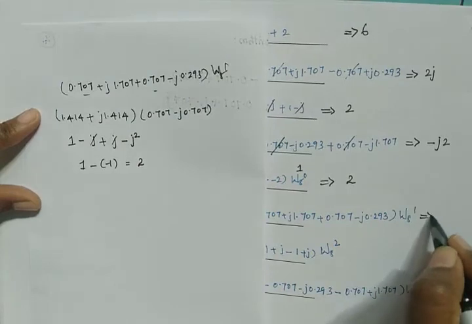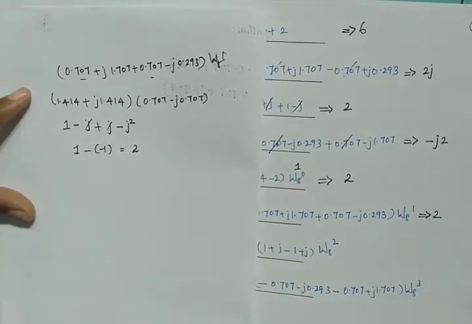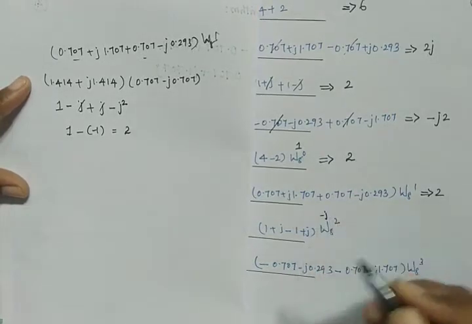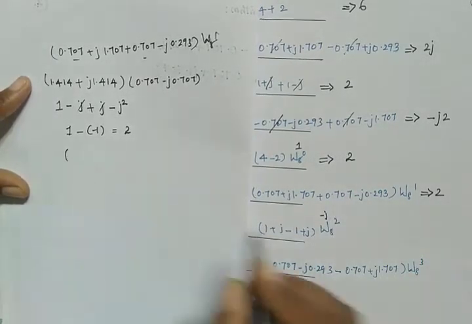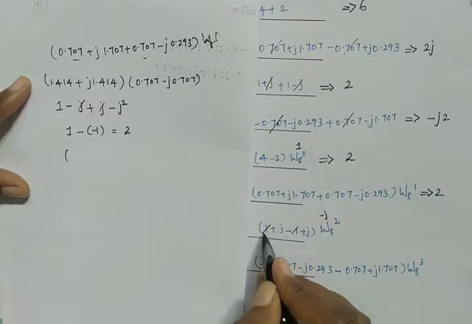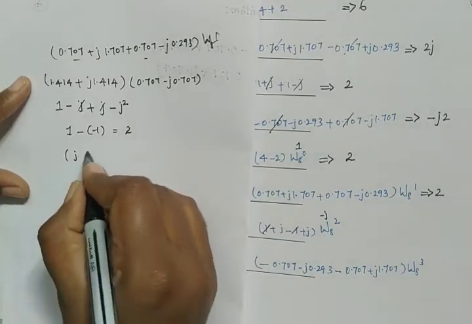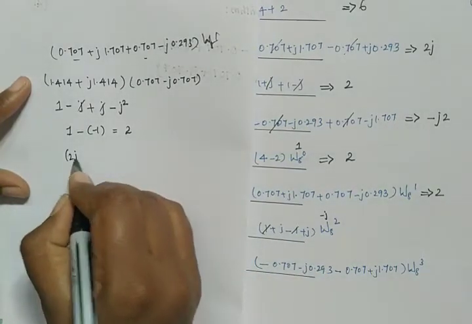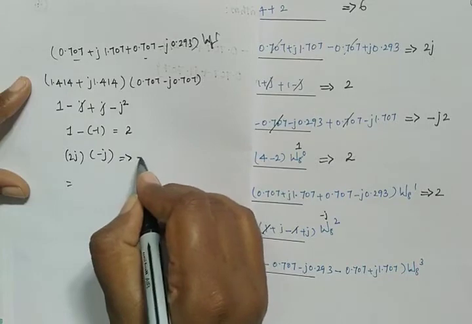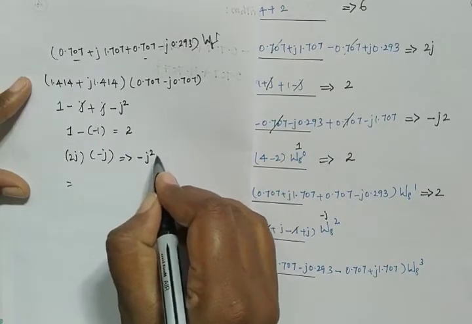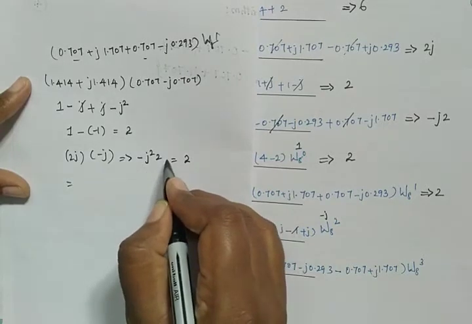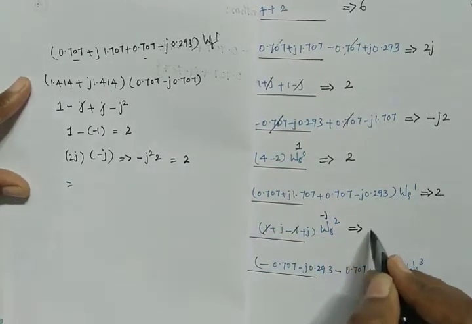Then the next one, here we have W8 power 2. We know that W8 power 2 is minus j. Now here we have 1 plus j minus 1 plus j. So this plus 1 minus 1 cancels. So we have j plus j, 2j into minus j, which is equal to minus j square 2. So which will be equal to 2, because this is minus 1, so that we will get 2 here. So the answer for this is 2.